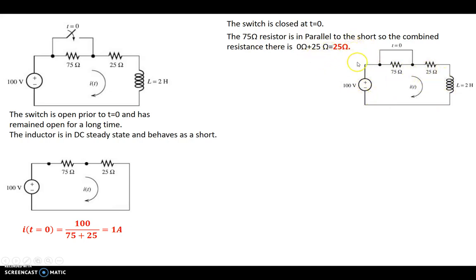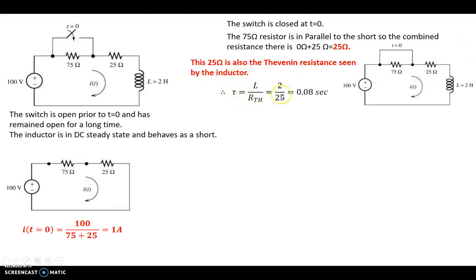The reason we're interested in the Thevenin resistance is because the rate of decay or the rate of growth in an inductor current during transient analysis basically depends on this decay factor called tau, which is given by the ratio of L over the Thevenin resistance. So in our case, the Thevenin resistance is 25 ohms, and tau is given as L, which is 2 Henry, divided by 25, which is equal to 0.08 seconds. So that's our decay or exponential increase factor.